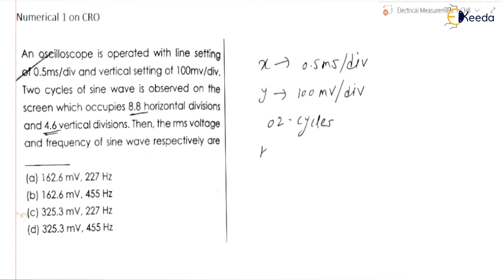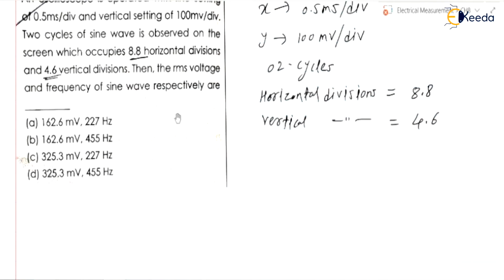So horizontal divisions is equal to 8.8. What about the vertical divisions? 4.6. Vertical divisions is equal to 4.6. Okay, and our task is to find the RMS voltage and the frequency. So if you check, we are having 2 cycles.